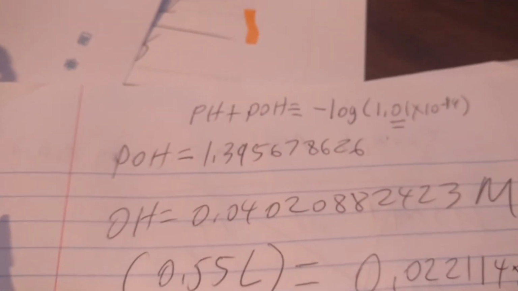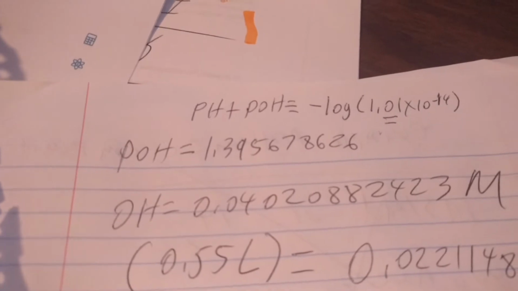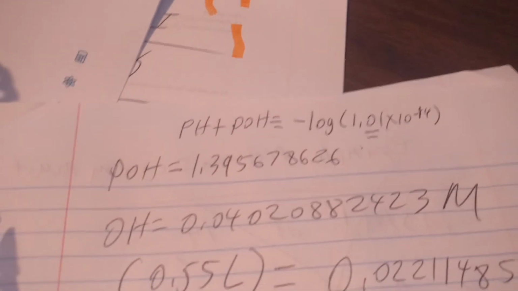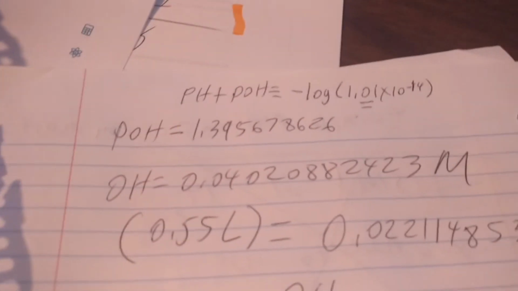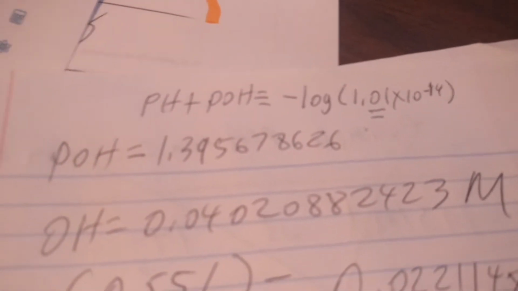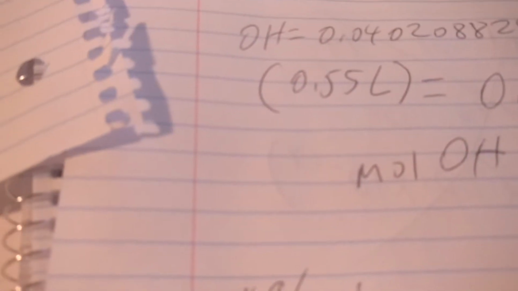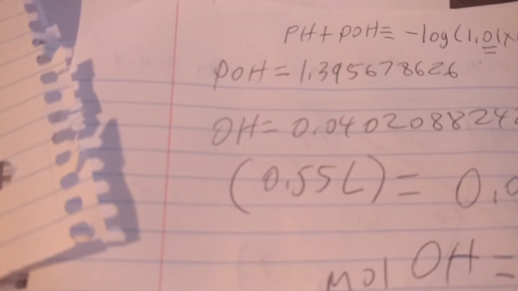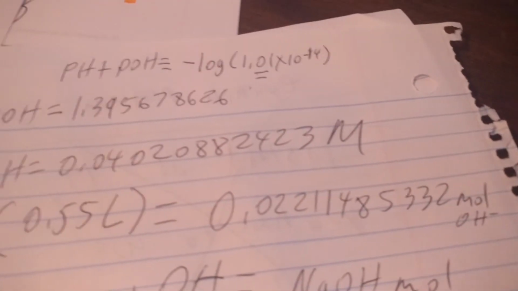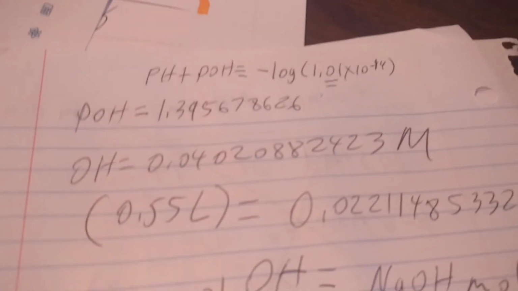So I'm going to subtract the 12.6 pH, and that gives me a pOH of 1.3956788626. And if you don't understand exactly what pH and pOH are, I need to do a separate video on exactly what those mean, because it's critical that you understand them. I think you probably get that though. Anyway, once you get to this pOH, you can do 10 to the negative power of 1.3956, which gives you the concentration of OH. That means this number, 0.040208 and so on, is the molarity of OH in the solution. The molarity, which means the concentration.